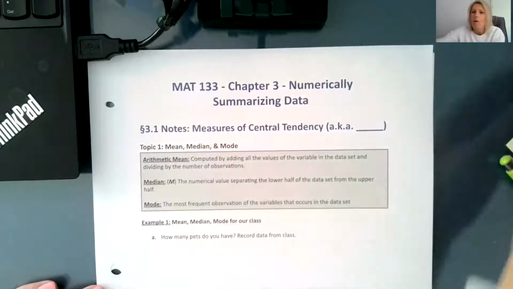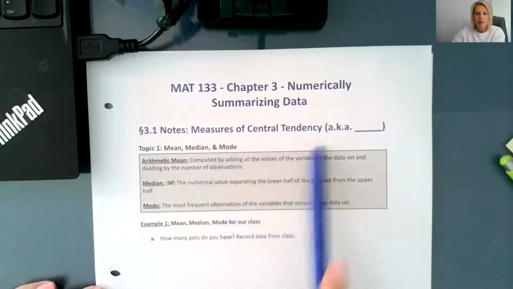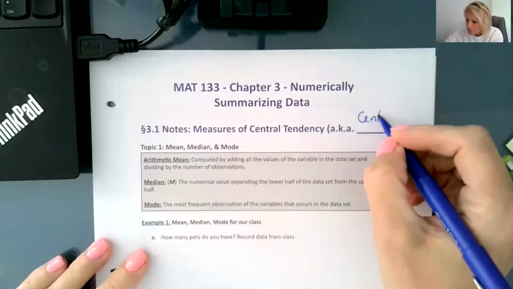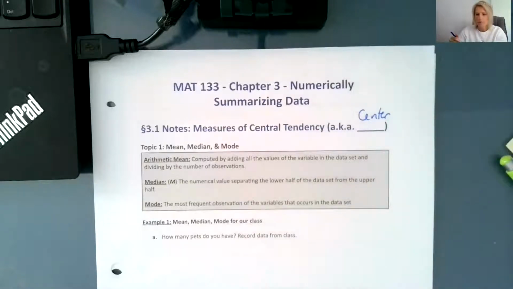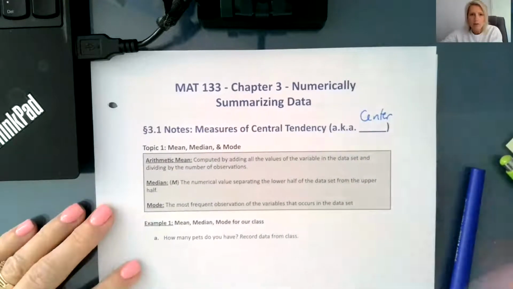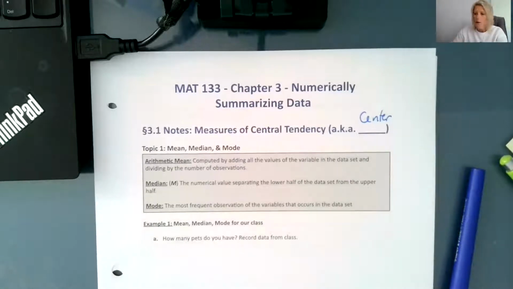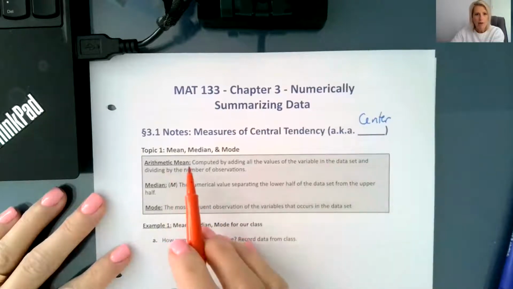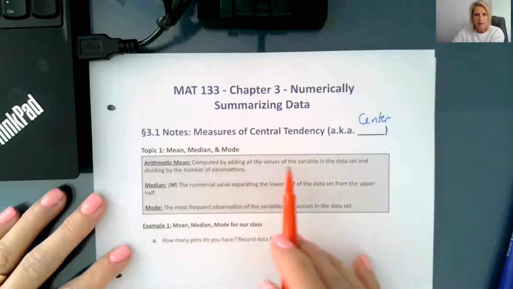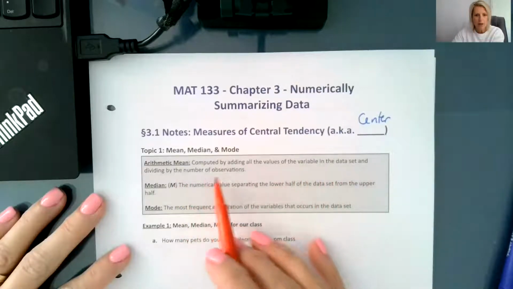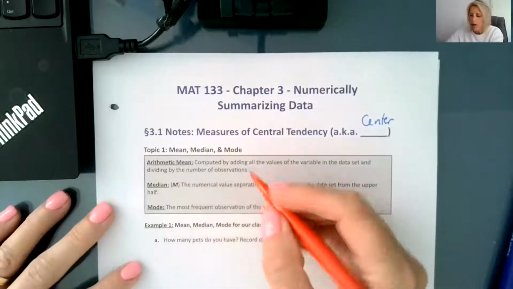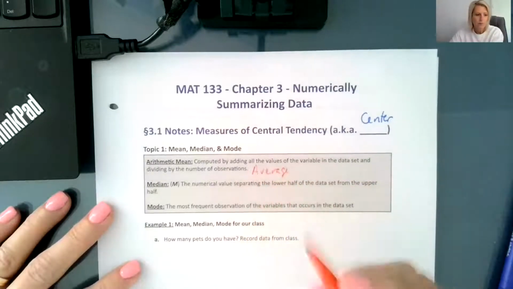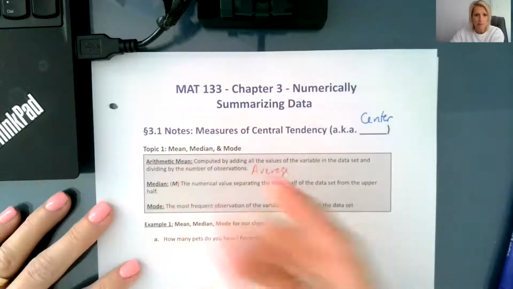So we are going to look at measures of central tendency, aka center. Measures of center. There's three measures of center that we're going to look at for quantitative data. So the arithmetic mean is computed by adding all the values of the variable in the data set and dividing by the number of observations. Sometimes we call this the average. In our course, it will be referenced as the mean.